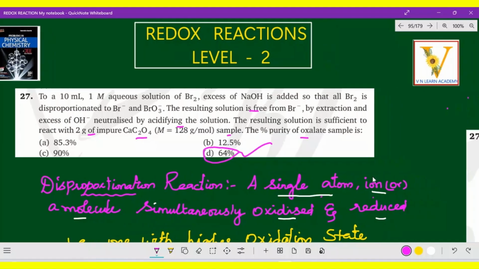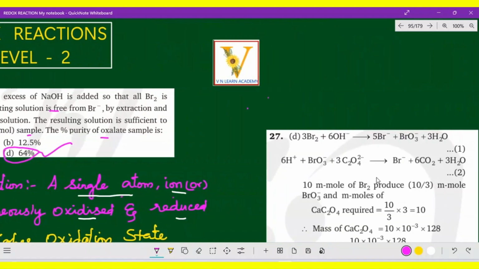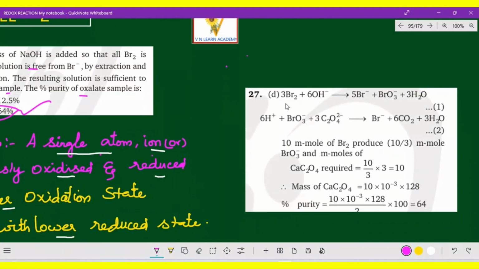Now, if you want, I will give another idea, that means another method. Right now here, the same thing only. See here, 3Br2 plus 6OH minus gives 5Br minus plus BrO3 minus plus 3H2O, and this is the first equation, the second equation as I mentioned. And the same way here, 10 millimole. How do you get 10 millimole? That is what I just explained for you.